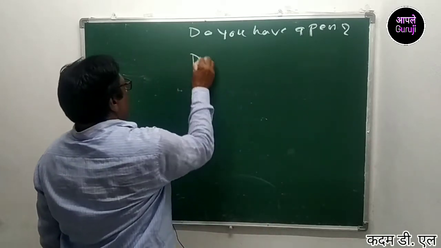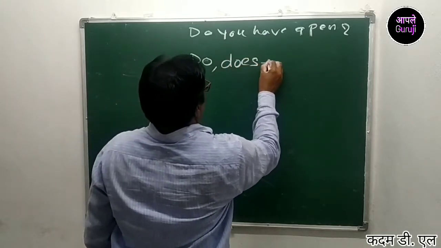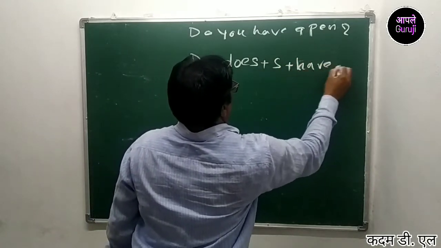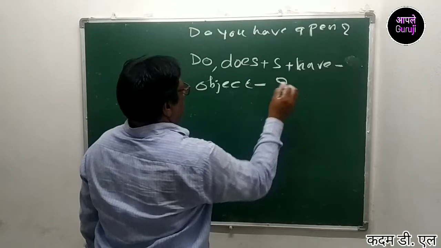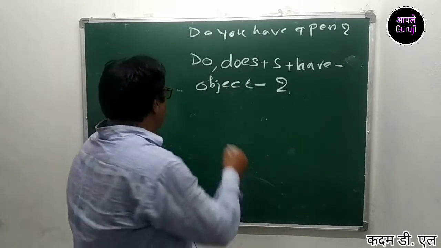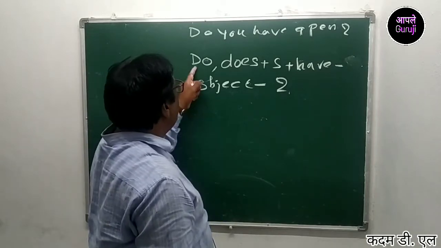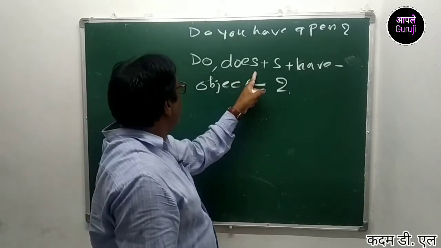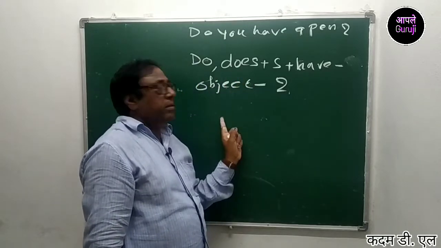Now, what is its structure? What is the form? The form is: do/does plus subject plus have plus object and question mark. Where do we use do and where do we use does? That is a question. I will write it here, remember it. So the question stands before the students. Students are confused: where do we use do and where do we use does? Now I dictate below the sentence.